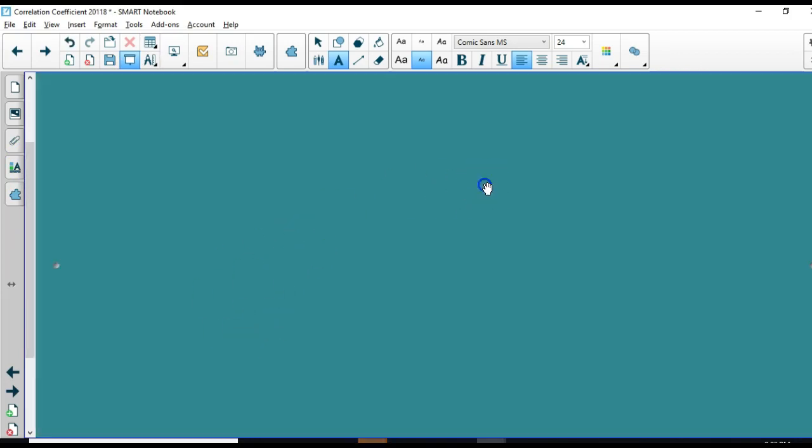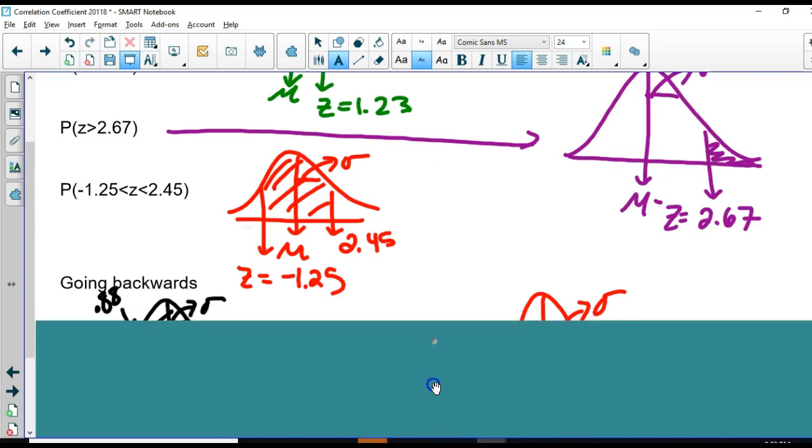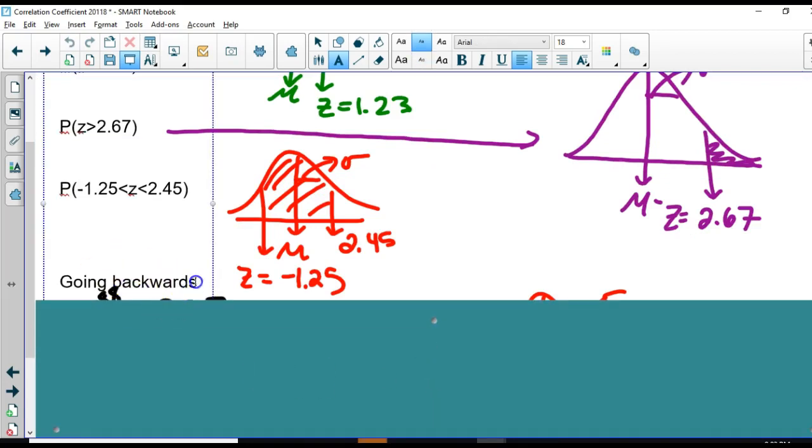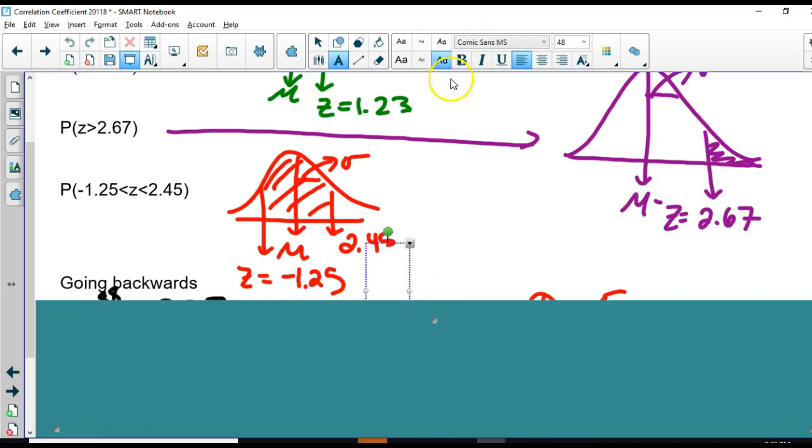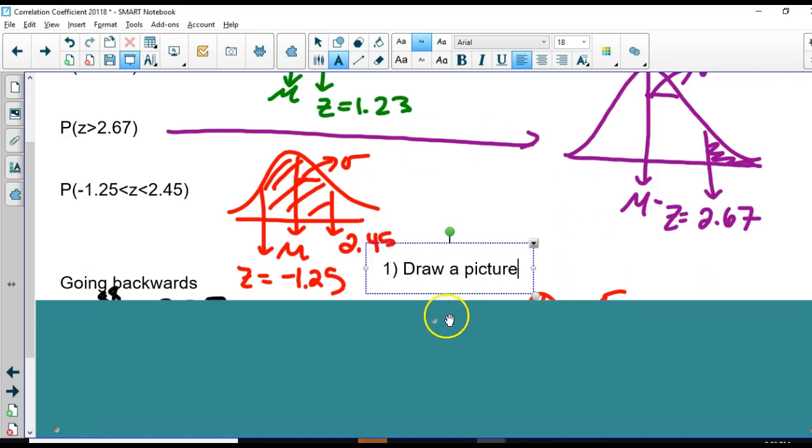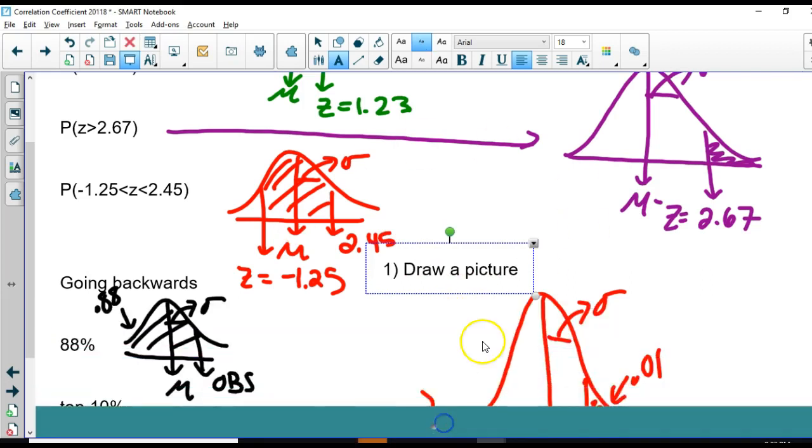When you have a going backwards problem, I'm sorry, I'm going over with the click, forgive me. When we have a going backwards problem, I'll type it over here. First thing we do, again, draw a picture. Now what I want to do is I want to know what z-score goes with the 88th percentile. So I draw my picture, my mu in the center, my standard deviation, and then I don't know this observation, right? So when we're going backwards, when you are given a percent, you're just writing OBS for observation or X or whatever letter they give you.